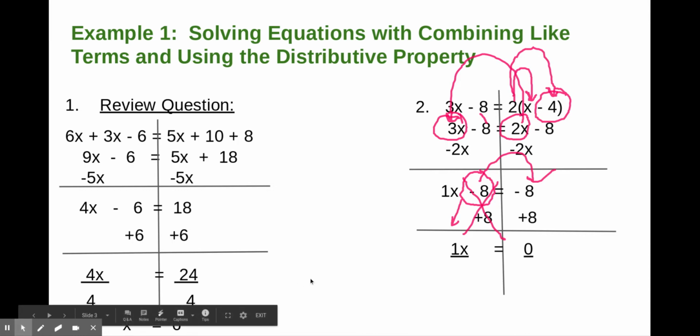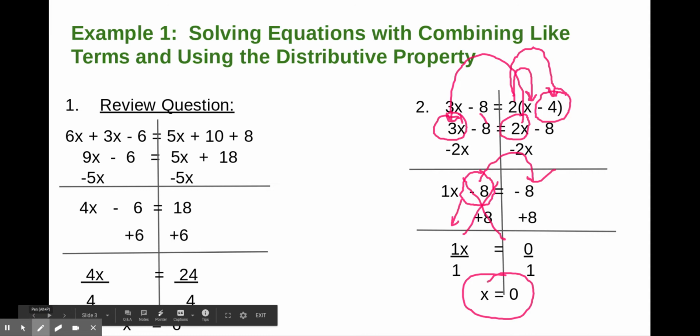Okay. Last step is to divide because this is 1 multiplied by x. To get rid of multiplication, you have to divide. So I'm going to divide both sides by 1. And my final answer is x equals 0. 0 divided by 1 is 0.